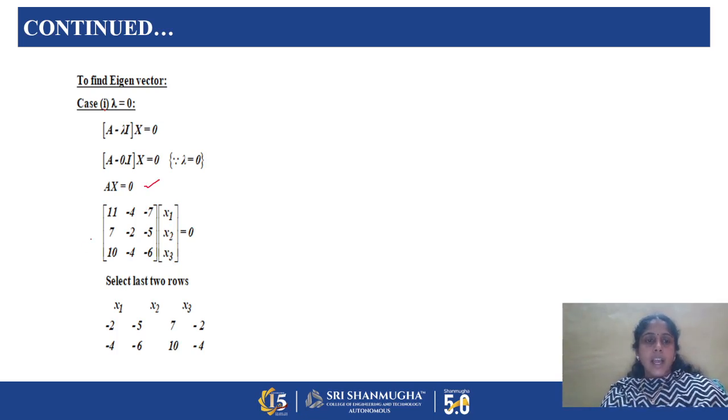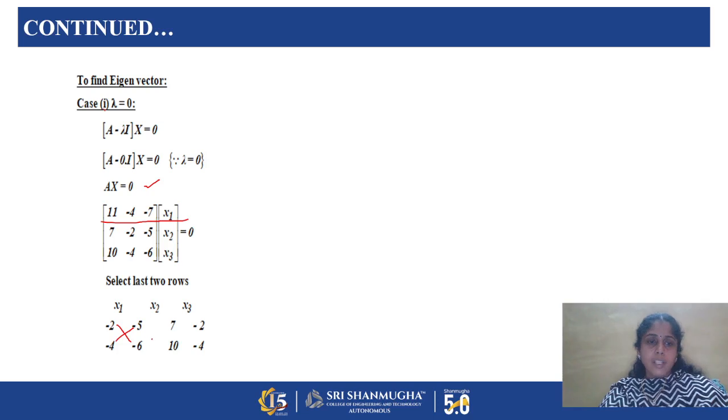Now to solve this, I have to select the last two rows. Just observe how we are doing. When I take the last two rows, below x1 I should not write the x1 values. Imagine this is x1, this is x2 and this is x3. So x1 by minus 2, minus 5, minus 4, minus 6, and x2 divided by minus 5, minus 6 is already there, so I should not write x2. I write 7, 10, and x3 divided by, since 7, 10 is already there, I should not write the x3 values. So I write minus 2, minus 4.